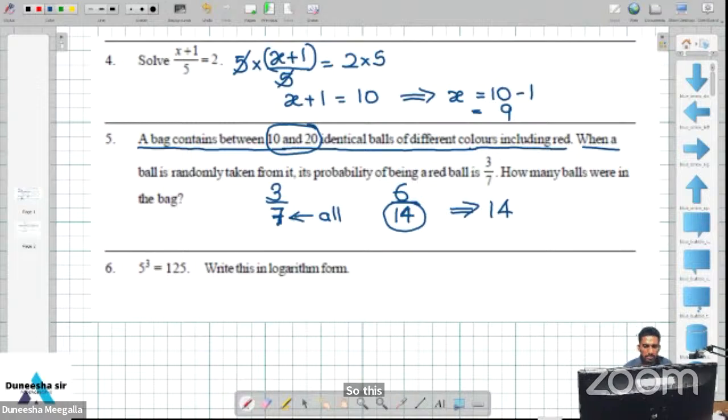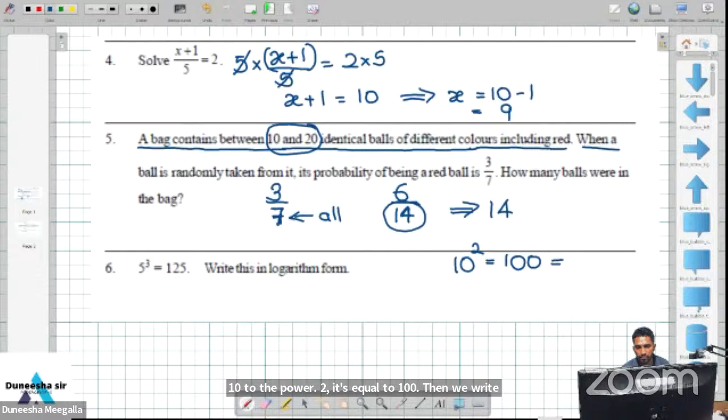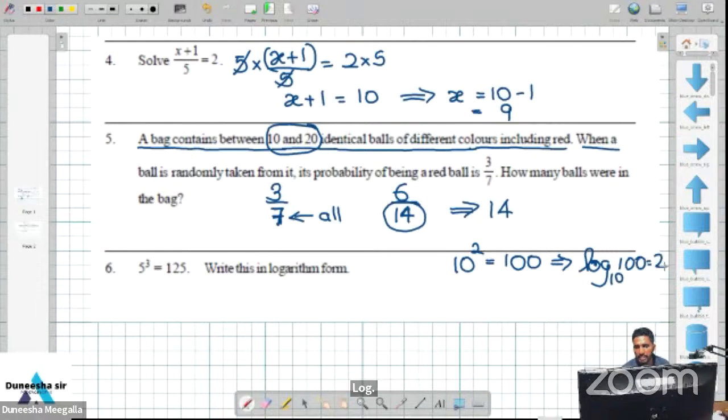Did you get the answer for the sixth one? I am giving how to write it. 10 to the power 2 is equal to 100. Then we write it in logarithm form: log base 10 of 100 equals 2. That is how we write it.